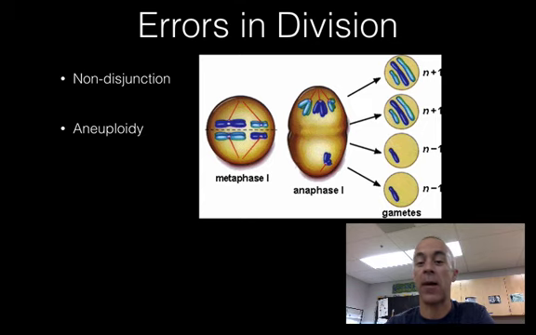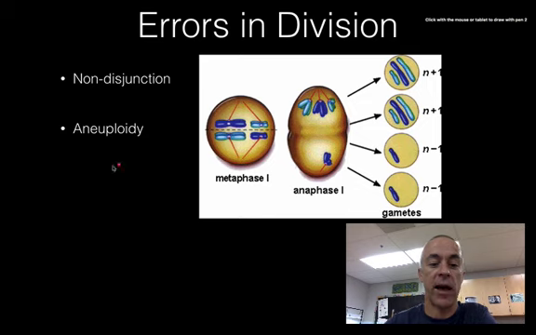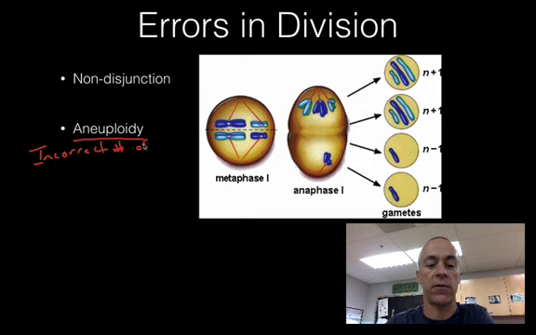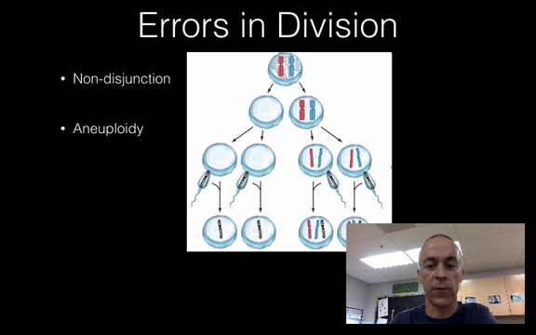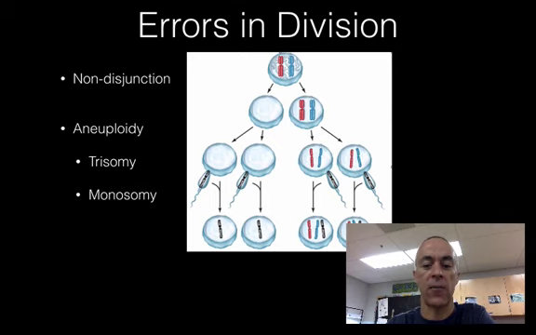But occasionally it does get past that point, and then we end up with what are called aneuploidies. An aneuploidy is just a general term for an incorrect number of chromosomes. That could be too many chromosomes, or it could be too few. It's just that the number is incorrect. The 2 most common forms we'll see are trisomy and monosomy. Trisomy is having 3 copies of a chromosome, so we would be 3N, and monosomy would be 1N, where you just have one copy of a particular chromosome.